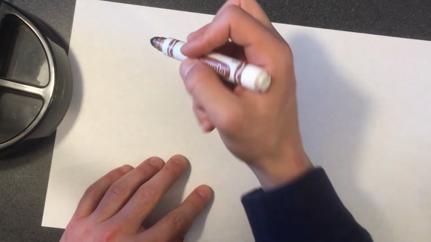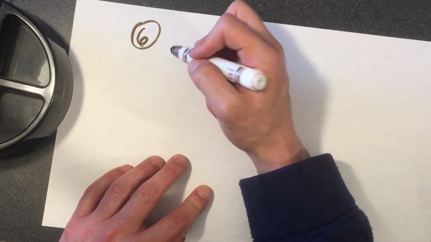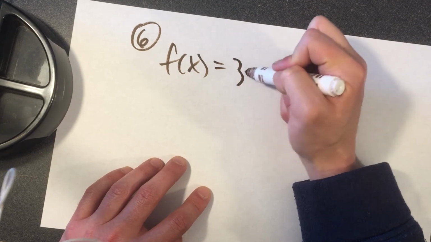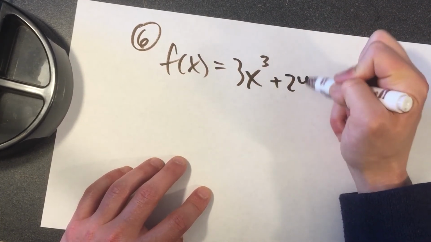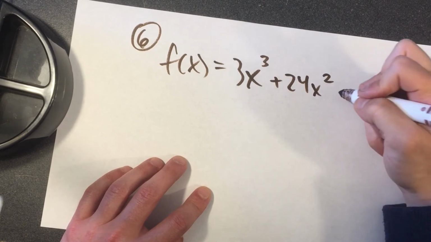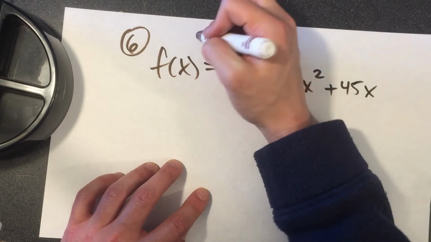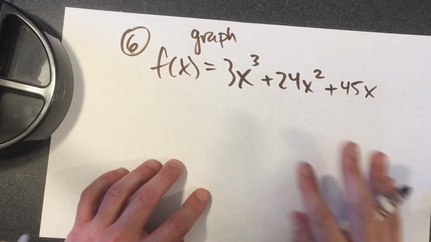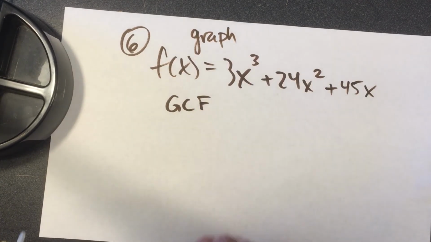So let's look at this one. This was problem 6 from the polynomial quiz. This was f of x. Suppose you had a function that was 3x cubed plus 24x squared plus 45x. Now, how would you deal with this? You want to graph this. You have to factor it first. So to factor this, we pull out the greatest common factor, the GCF.